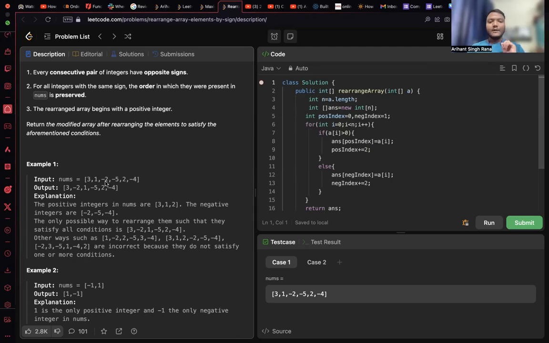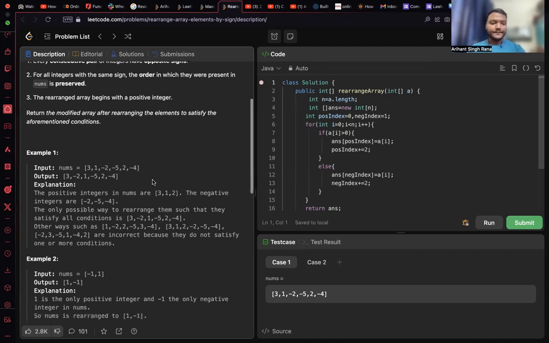First minus 2 arrives, and in the output array, of course, minus 2 arrives first. In the input array, the second negative element was minus 5, and you can see that after minus 2 there comes minus 5 and then minus 4, which is the same as the input array. So that's how we are preserving the order of the whole array.